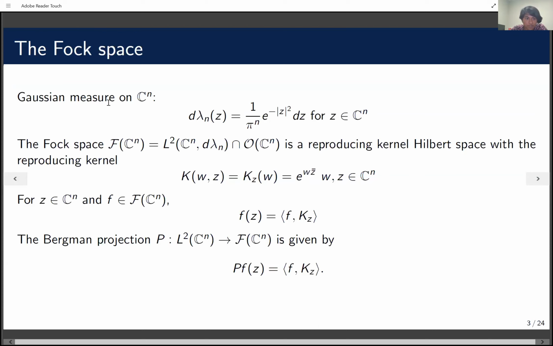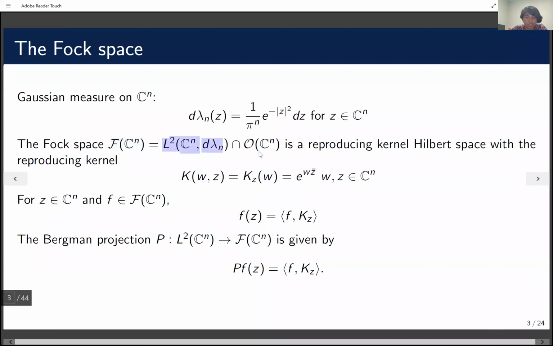So we start with the Gaussian measure on n-dimensional complex plane. We define it by d lambda n of z equal to 1 over pi to the n, e to the negative absolute value of z squared, dz. And here dz is the Lebesgue measure on the complex plane. And we define the Fock space F(C^n) by the intersection of the L2 space with the Gaussian measure and the holomorphic functions on C^n. And this space is a closed subspace of the L2 space.